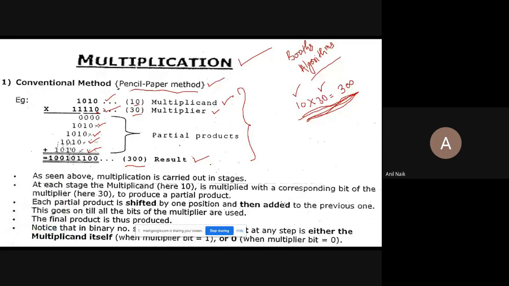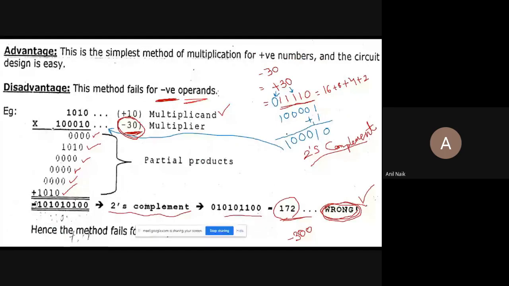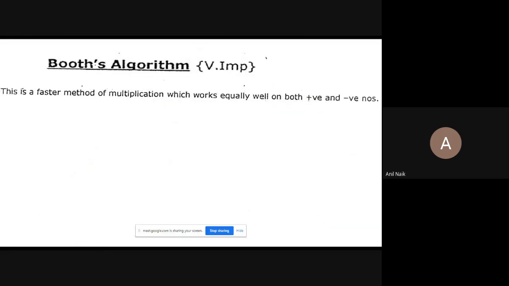What is the drawback of the normal method? It won't support negative numbers. You can check also. You can take minus 10 into 30. Minus 10 means you have to take the 2's complement, and the result will also be in 2's complement form, and you have to cross check. I explained this concept clearly in the first video, whatever link I sent yesterday, including how to perform multiplication and take the 1's complement and 2's complement.